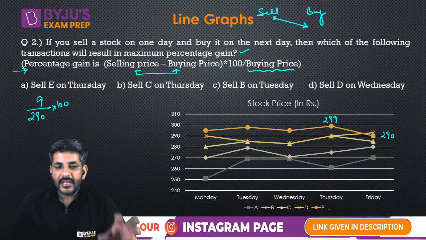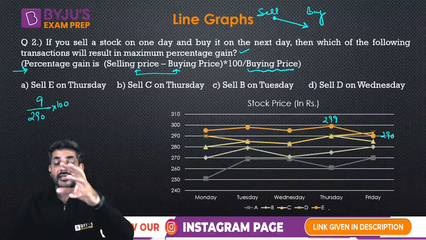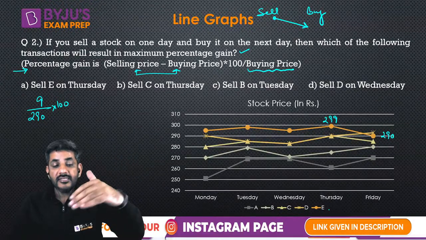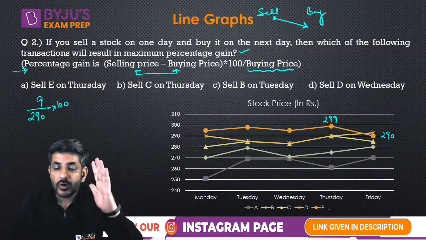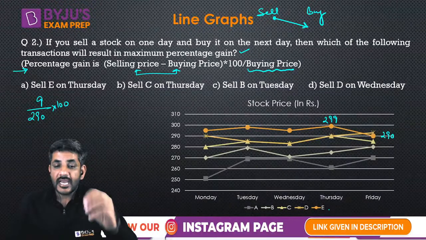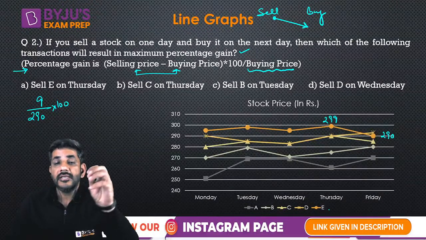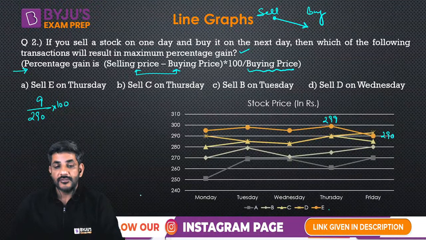You are selling it at 299. You are buying it at 290. So the price has decreased by 9, which means you got 9 rupees of profit, and this 9 rupees profit is on a base of 290, so it is 9 by 290.